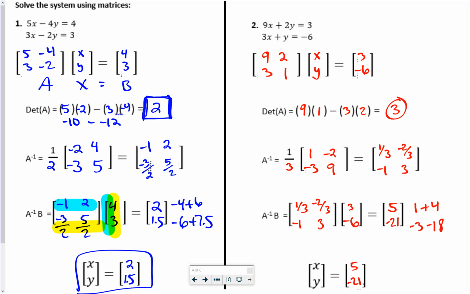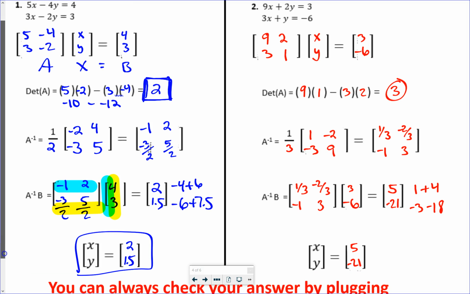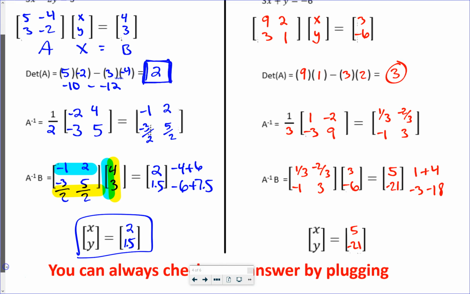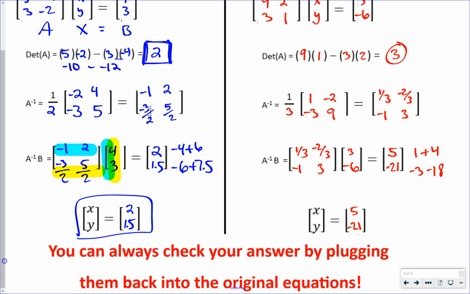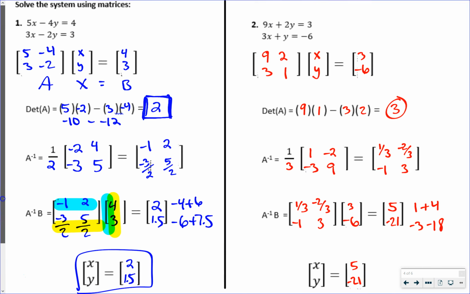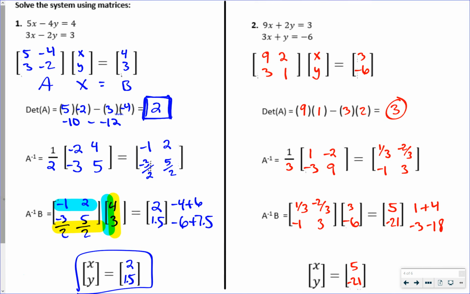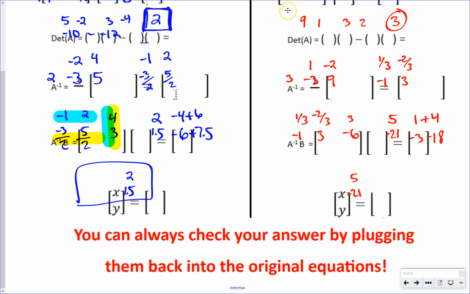How do we do? I got the first 2 right. Okay. And I gave you a little hint down here at the bottom. How can you always check your answer? I plugged it back in. You can always plug them back in and make sure you are right. Okay? So if I did 9 times 5, right, that's 45. And then 2 times negative 21, negative 42.